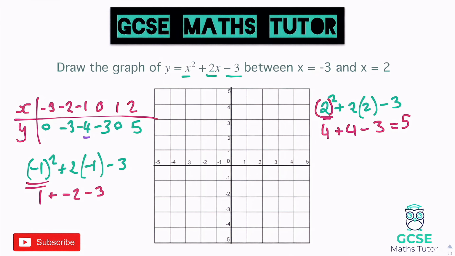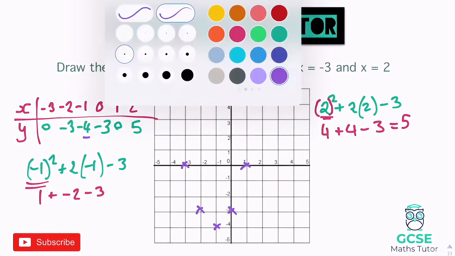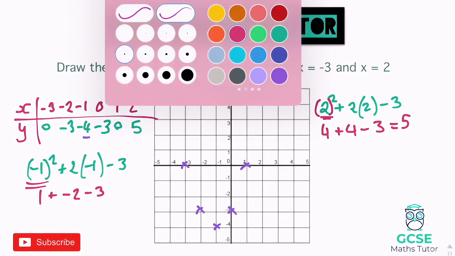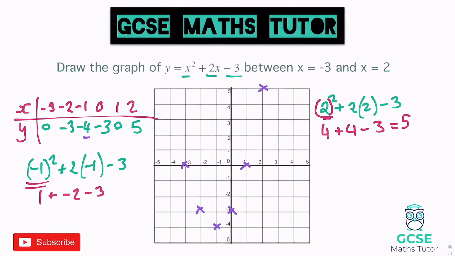But let's just plot these and see what it looks like. So -3 to 0 is there, -2 to -3 is there, -1 to -4 is here, 0 to -3, 1 to 0, and 2 to 5, which is all the way up there. There we go. So this forms a quadratic curve, a parabola, and we just need to draw that with a nice smooth curve as best you can, going through all the points. And there's our graph drawn.